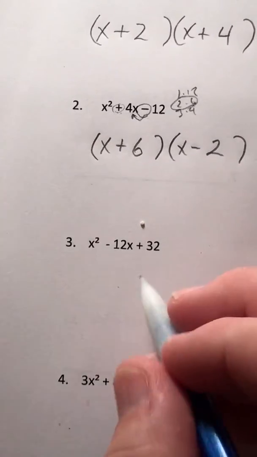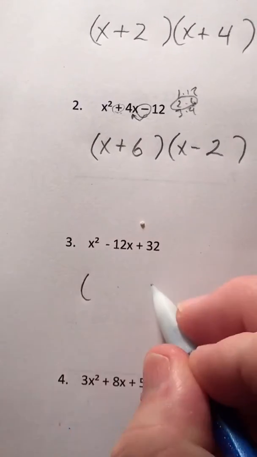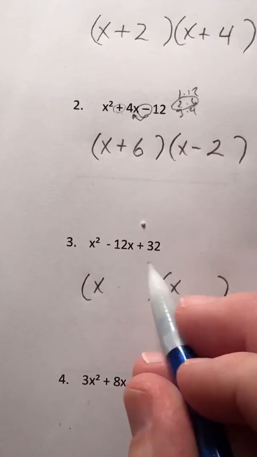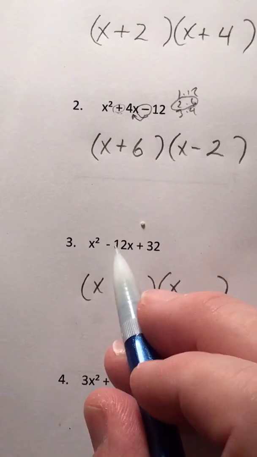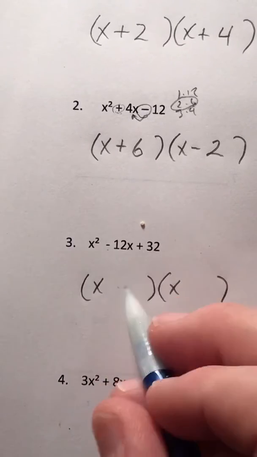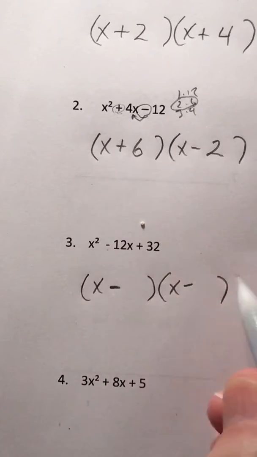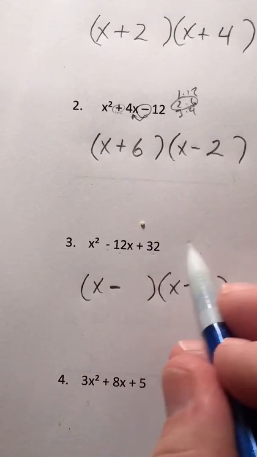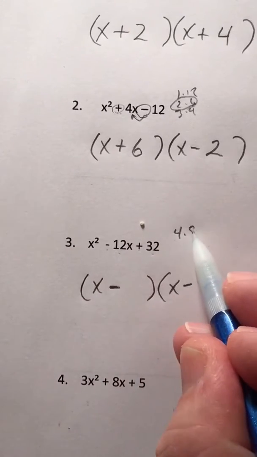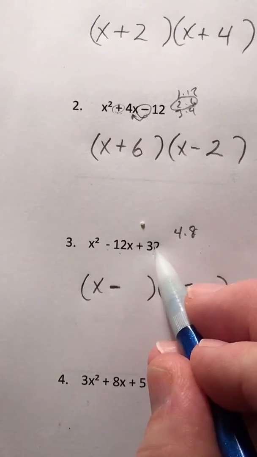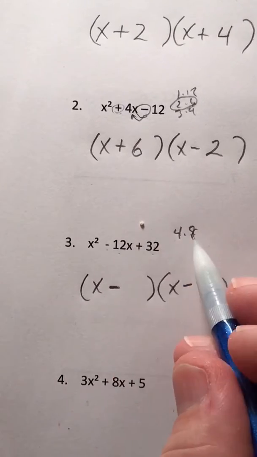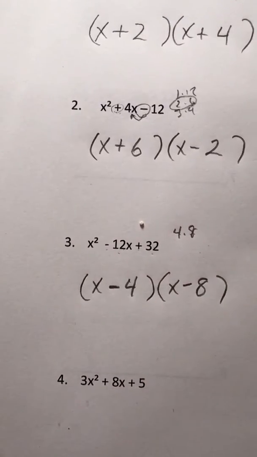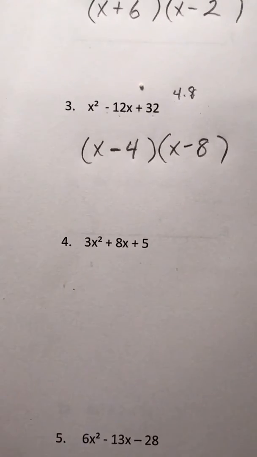All right, next one. Again, no leading coefficient, two sets of parentheses. X is in the front. Last sign's plus, so signs are same. This time they are both minus because the middle sign's minus, so minus and minus. We need the factors of 32 that when we add them up, we get a 12, and that would be 4 times 8. 4 times 8 gives us 32, and 8 plus 4 gives us 12. So since the signs are the same, it doesn't matter where you put them.